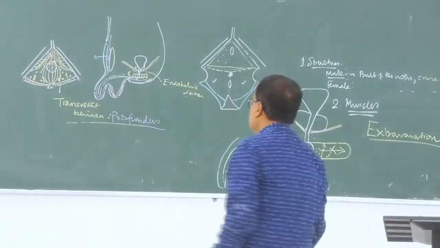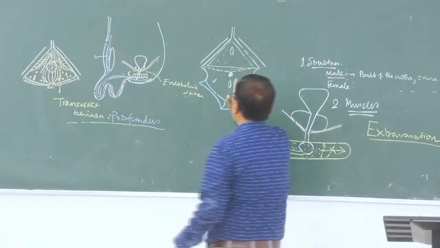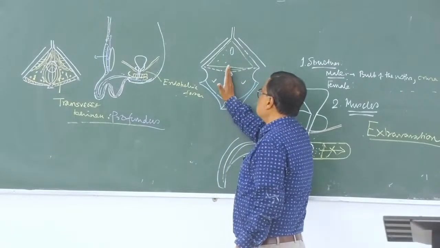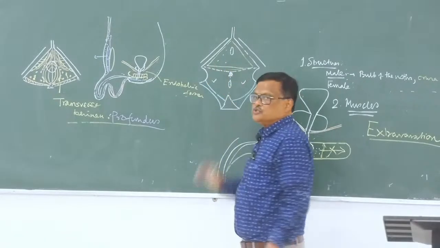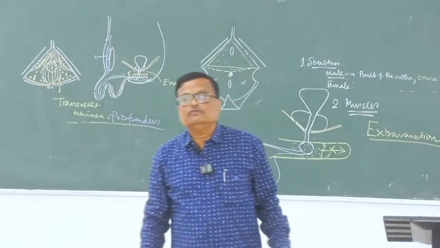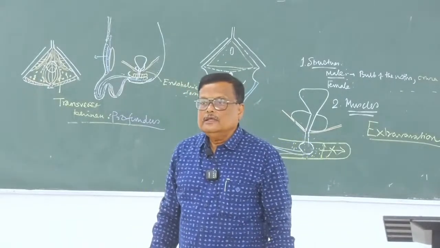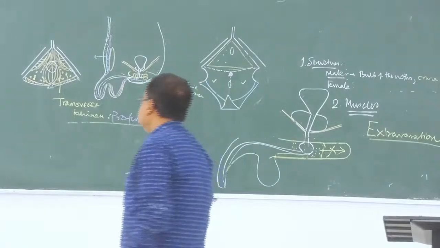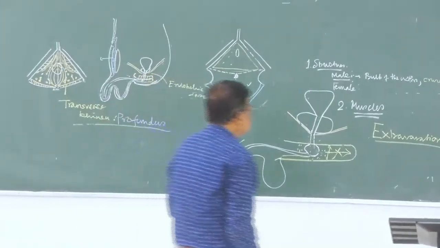Each anal triangle, in the midline, is divided by the anus into two parts. This is known as the ischioanal fossa. What is it called? Ischioanal fossa.